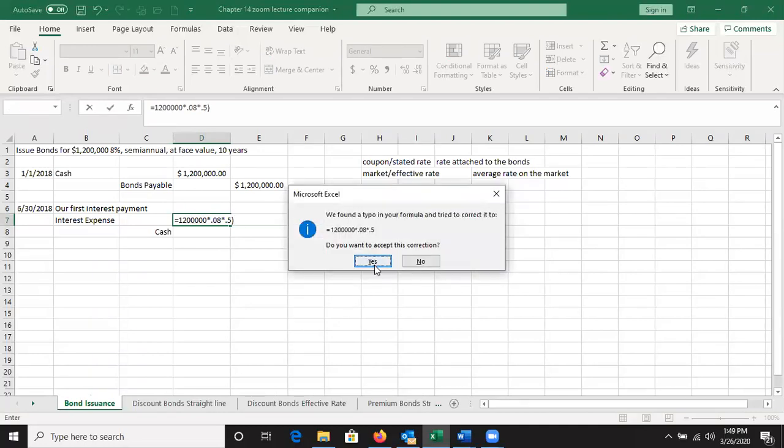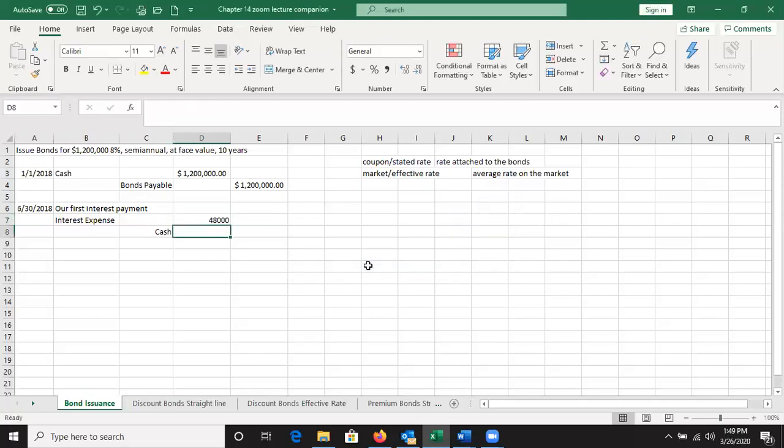Look at that fancy stuff. Oh, why? There's no typo. Oh, I put a parentheses.